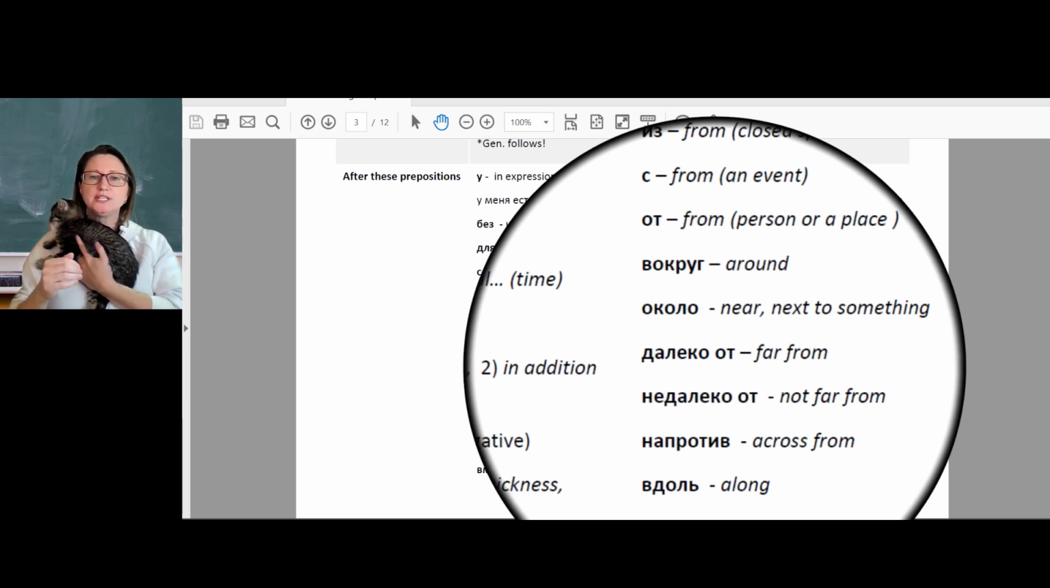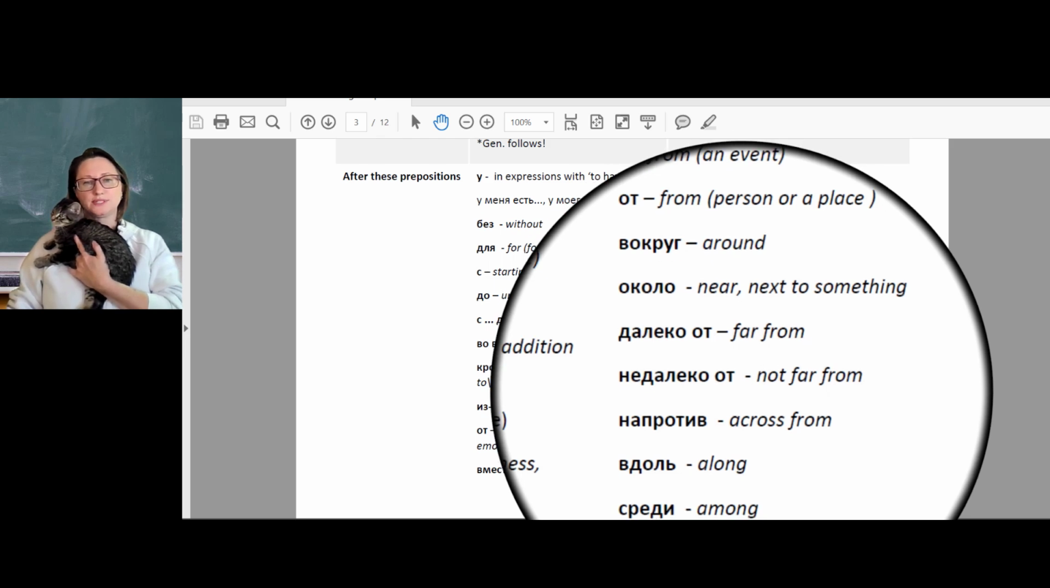Далеко от plus genitive is far from something. Недалеко от, not far from something. For example, недалеко от библиотеки есть хороший ресторан. There is a good restaurant not far from the library.